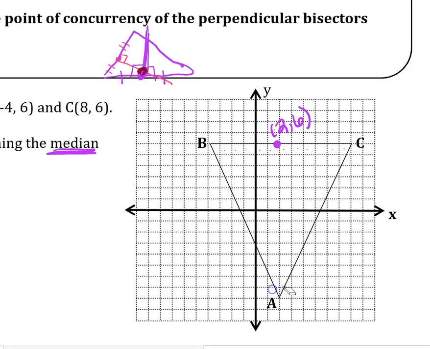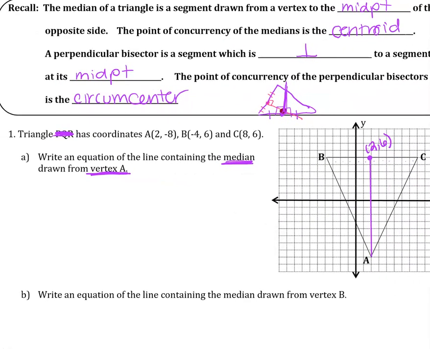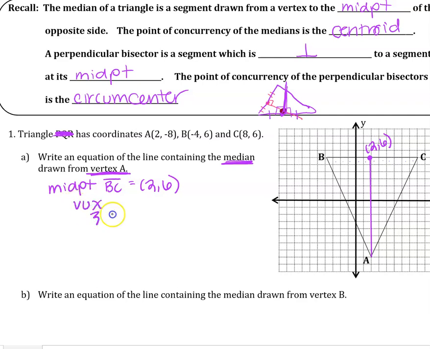Now this one actually works out pretty nicely because as soon as I draw from the midpoint to the opposite vertex, you can see that that is a vertical line. And vertical lines are some of the easiest lines to write because that's when I think VUX, which means it's an x equals equation. So again, I located the midpoint of BC to be at (2, 6). I know that this is a vertical line, so I start thinking VUX, which means x equals. I can see x is going through 2. So x equals 2 is the equation of our line.